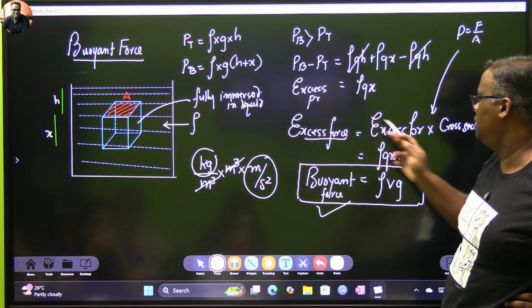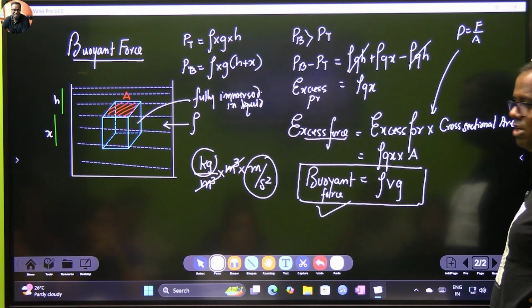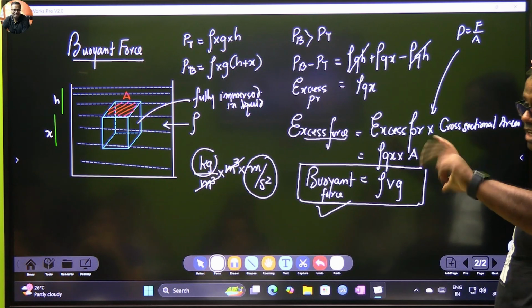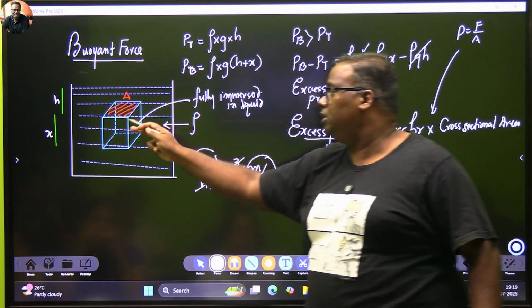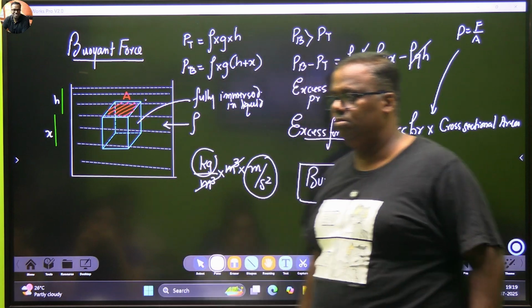The excess force is equal to the excess pressure multiplied by the cross-sectional area. What is the excess pressure? Rho gx. What is the cross-sectional area? A. A into x is also the volume. Unable to understand this? What is the volume of a cuboid? Length into breadth into height. Length into breadth is the cross-sectional area, height is x. So that's volume.